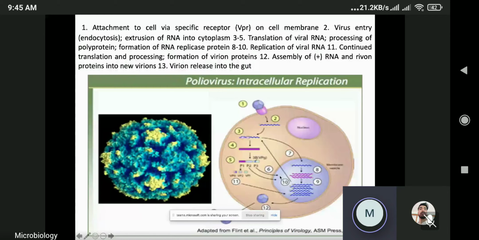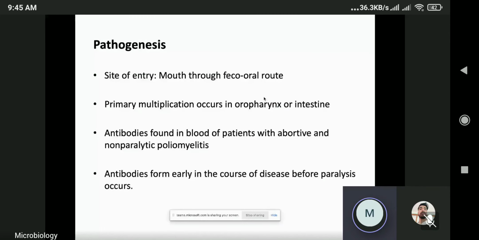So now the important one is the pathogenesis, which can be asked in the examination also. Okay. As I have already mentioned, the receptors to enter the host cells are present in our GI. That's why the mode of infection in poliovirus is the fecal-oral route. That means if we ingest poliovirus from contaminated fecal material, then we acquire infection.